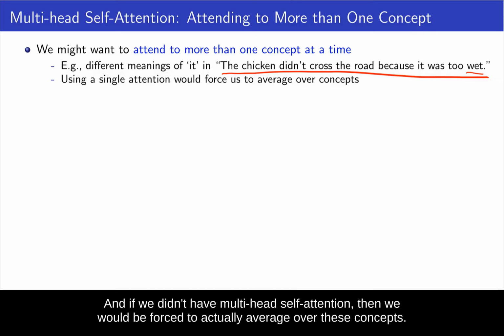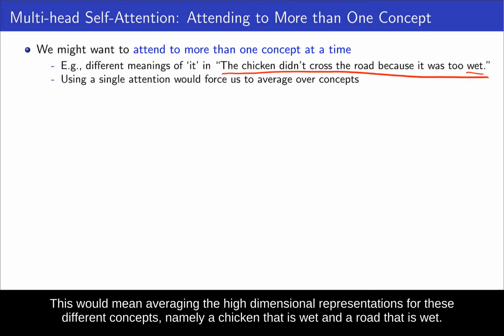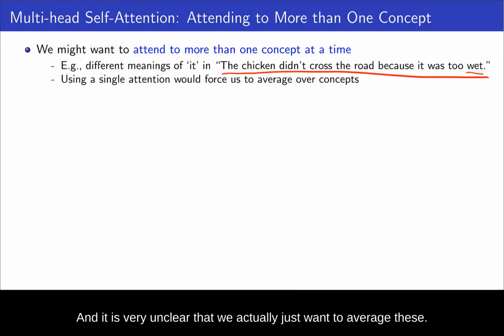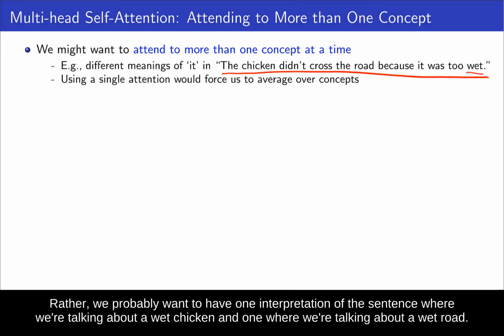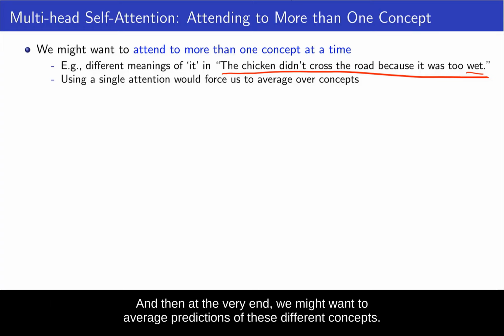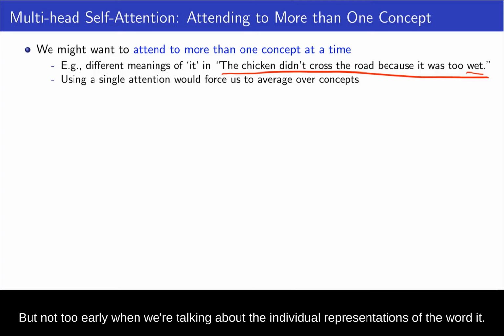And if we didn't have multi-head self-attention, then we would be forced to actually average over these concepts, and that would mean averaging the high-dimensional representations for these different concepts, namely a chicken that is wet and a road that is wet. And it is very unclear that we actually just want to average these. Rather, we probably want to have one interpretation of the sentence where we're talking about a wet chicken and one where we're talking about a wet road. And then at the very end, we might want to average predictions of these different concepts, but not too early when we're talking about the individual representations of the word it.